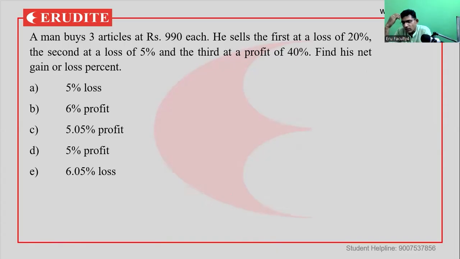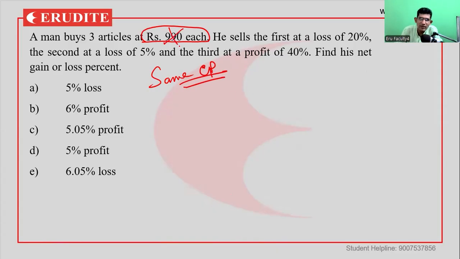So what could be the shortcut or faster, smarter way? Now here what is to be noticed is that each article has same cost price. That's the main idea here. If each article has same cost price, then the actual value of cost price is not important. So whichever number I am comfortable with, I can assume and work it out. So I take any number and work it out. Okay. So let's take each one's cost price is 100.